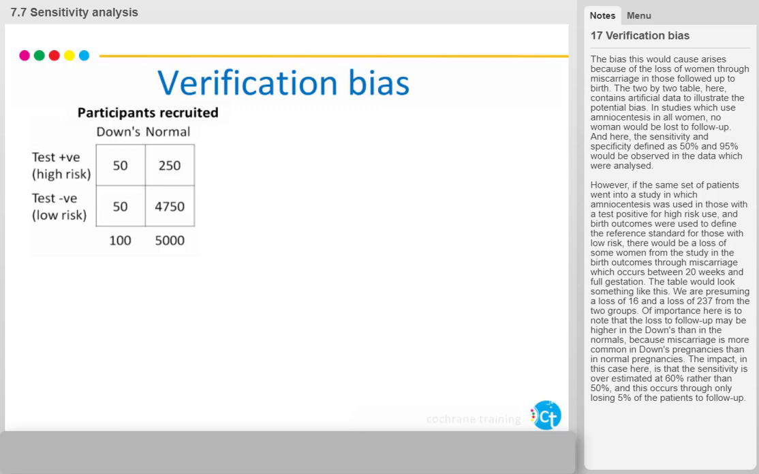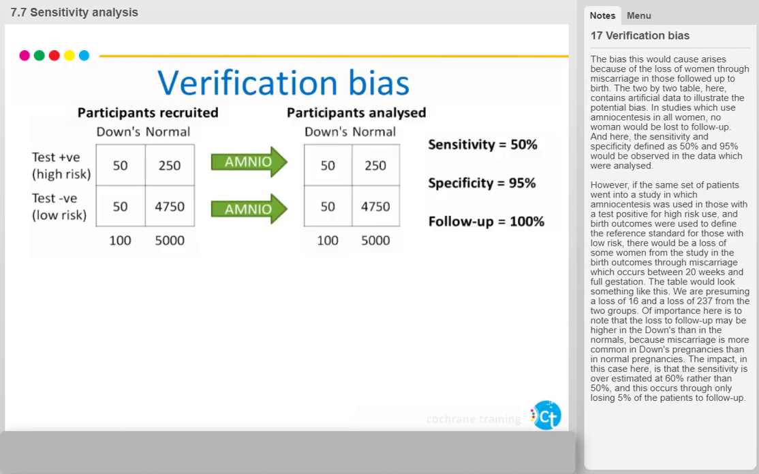The 2x2 table here contains artificial data to illustrate the potential bias. In studies which use amniocentesis in all women, no woman will be lost to follow-up, and here the sensitivity and specificity, defined as 50% and 95%, would be observed in the data which were analysed.